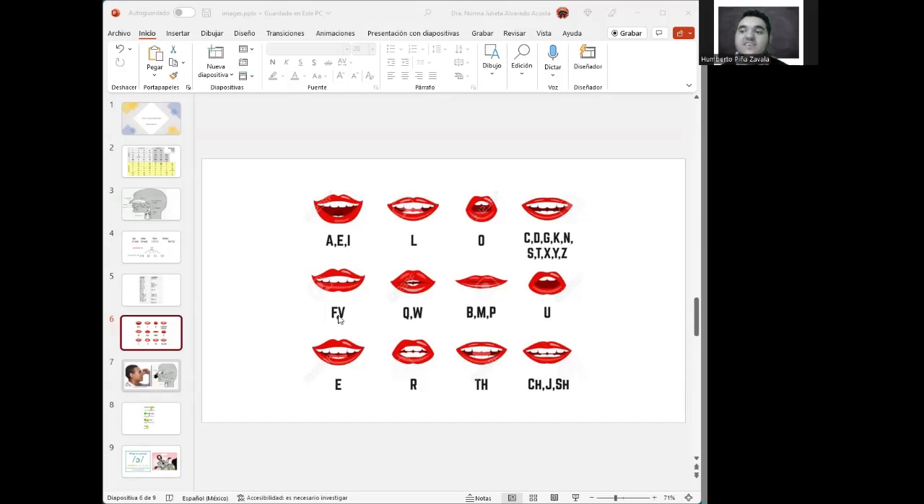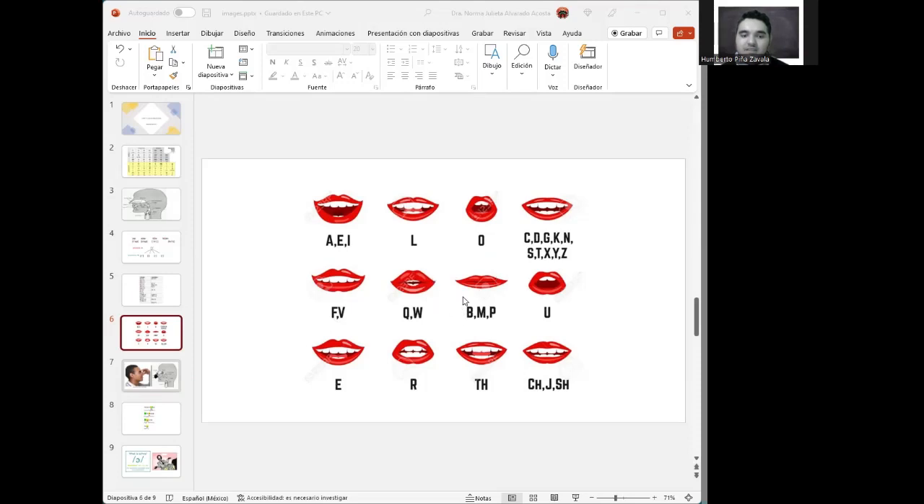F. It's kind of close, but it's not completely closed because you use your teeth. F, V. Then we got Q, which is a smaller circle. Then we got W.